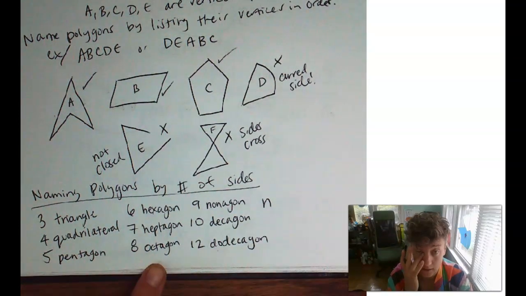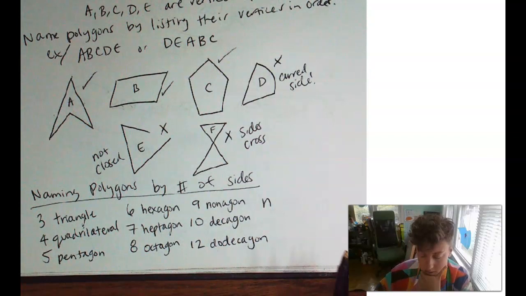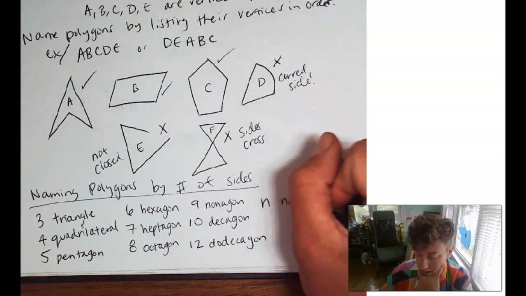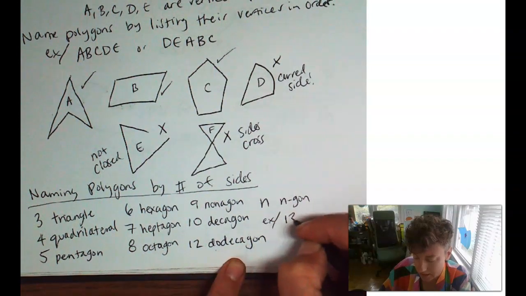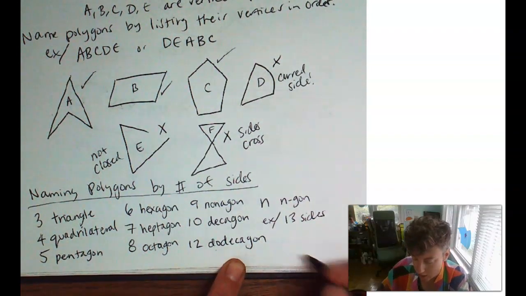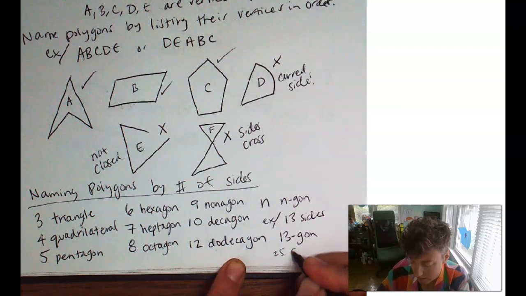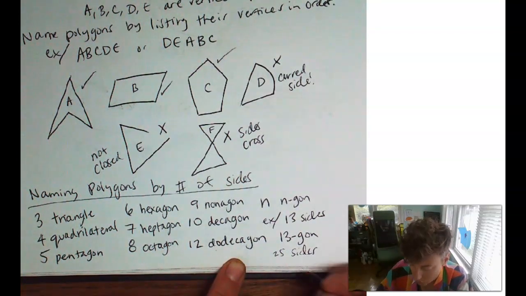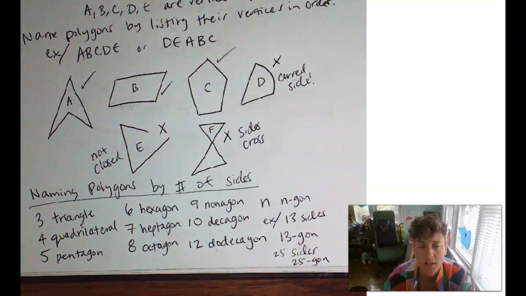And these are all of the polygons that have special names. You'll see we skipped over 11 and then we stopped after 12. Now, if something has more than 12 sides or has 11 sides, we call it an n-gon. So for example, something that had 13 sides would be called a 13-gon. Or something that had 25 sides would be a 25-gon.